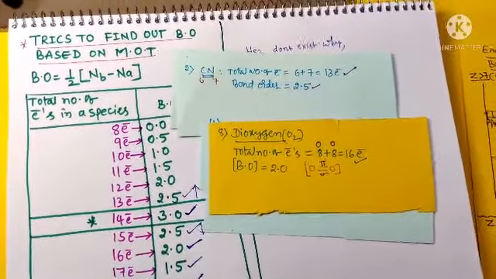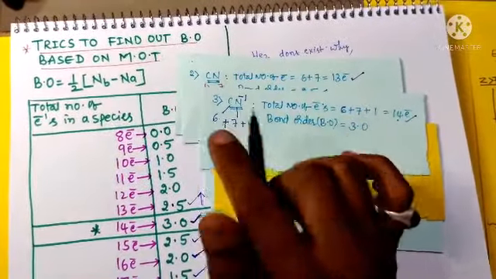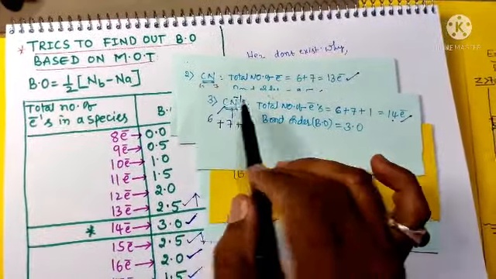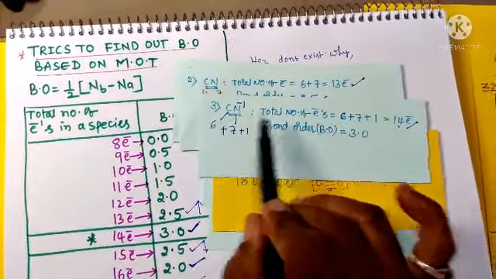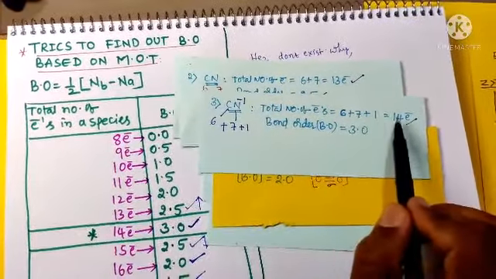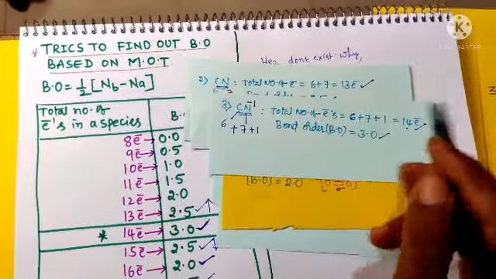Then one more example. See here, CN minus. Already CN was given; this is CN minus. 1 electron is added, students. Total number of electrons here is 6 plus 7 plus 1, 14. 14 means again its bond order is 3. See here, bond order is 3.